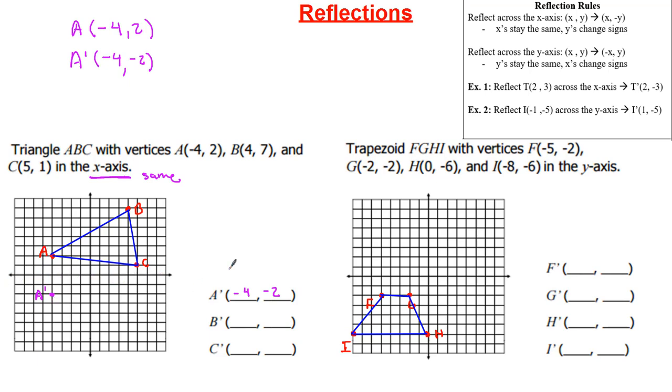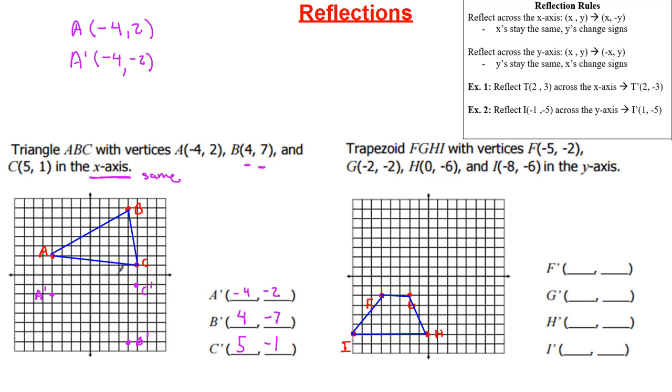All right? So now for B, I'm going to keep my x's the same, so 4 just stays 4. This, I have to do the opposite. So positive 7 now becomes negative 7. So for B, we have 4, which is right here, and then negative 7. 1, 2, 3, 4, 5, 6, 7. So this is going to be B prime, my after image. Next, I have 5. X-axis, 5 stays the same. For the y, negative, so negative 1. So 5, negative 1. So it'll be right here.